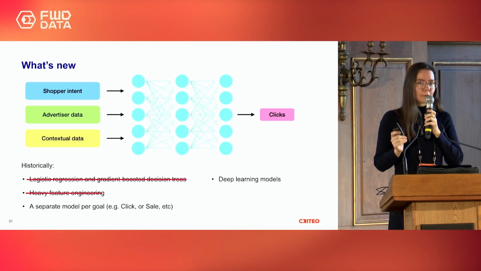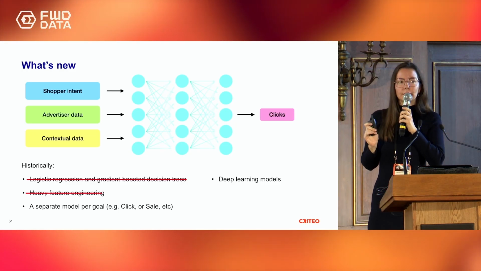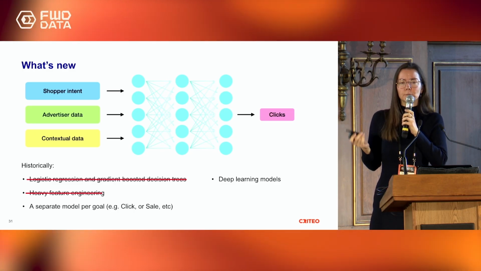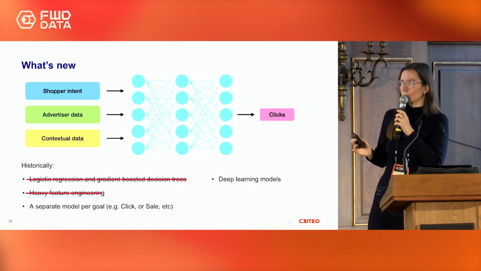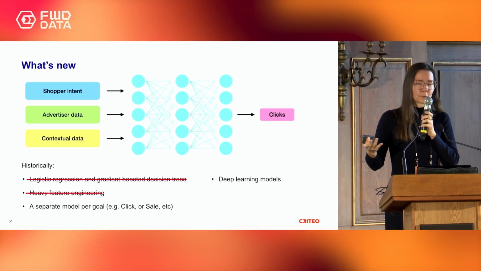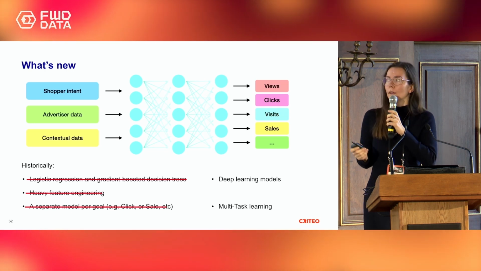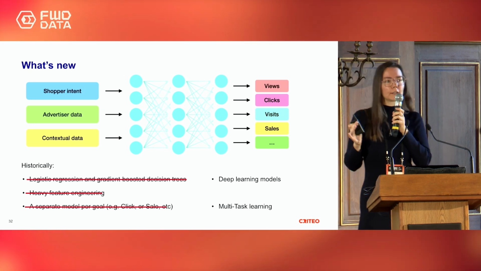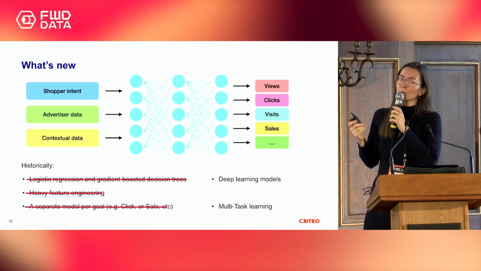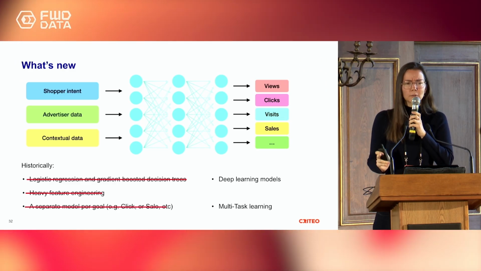Now, what has been happening very recently, I'd say the past couple of years, especially picking up the past half a year or so, is that we have been replacing these linear models with deep learning models. So now there's no need for feature engineering, so yay. Another big shift is that we are in the process of replacing this single model per task paradigm with multitask learning. In multitask learning, you have a single model that is going to make multiple predictions given the same inputs. So the same model will give you the probability of a view, of a click, or a visit, or a sale. I'll talk about that in more detail.